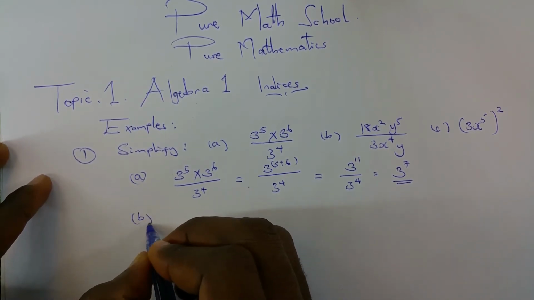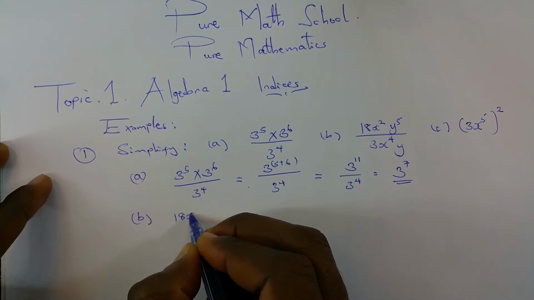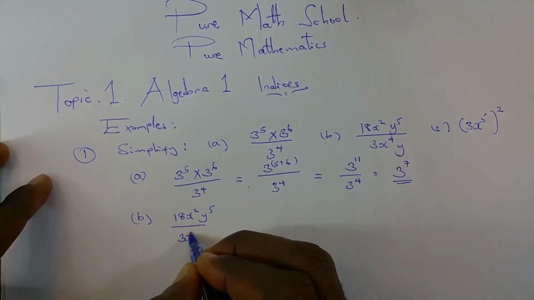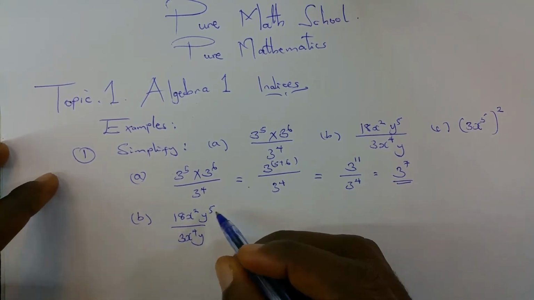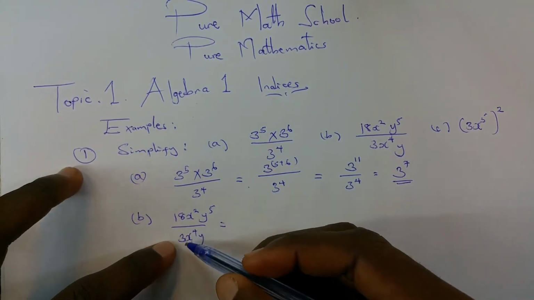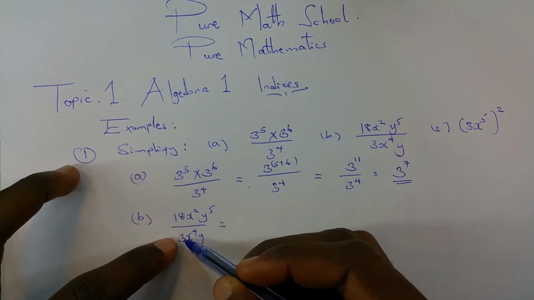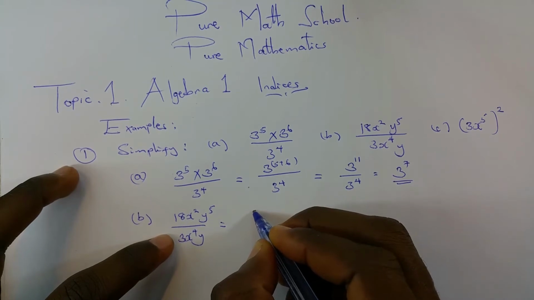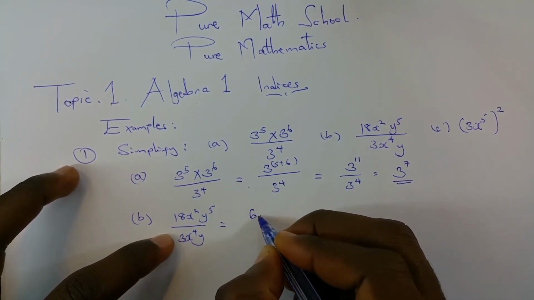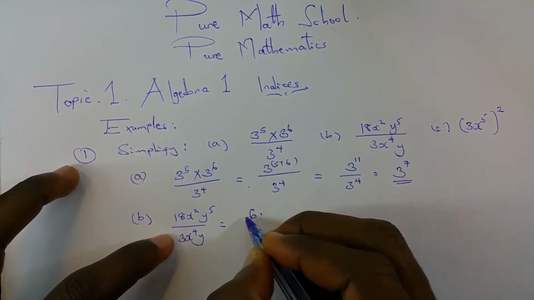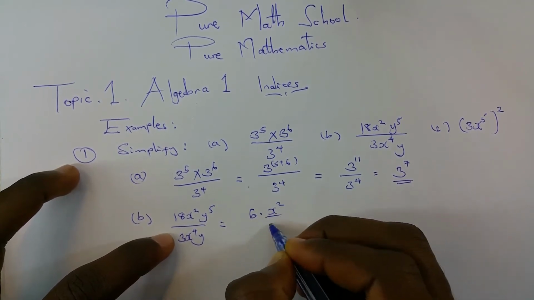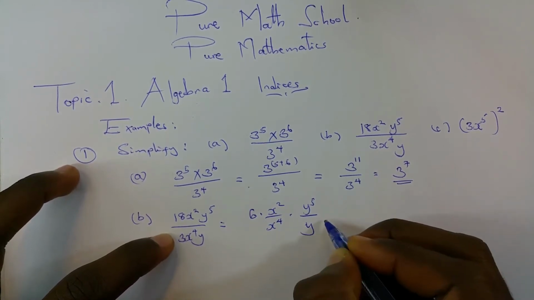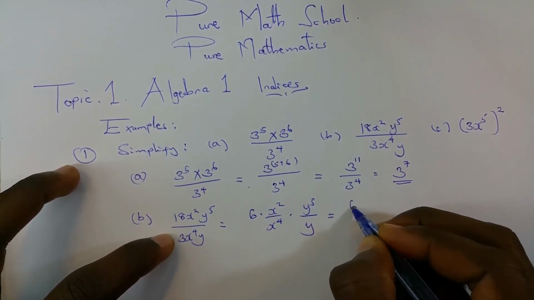The next one is going to be 18x squared y to the power 5 out of 3x to the power 4y. Now if you see, we need to know the like terms here. First of all, we have a constant here. We have 18 divided by 3. Let's first resolve that one. That's going to be 6, right? Okay. Then remain with x. So we have 6 times x squared out of x to the power 4 times y to the power 5 out of y.